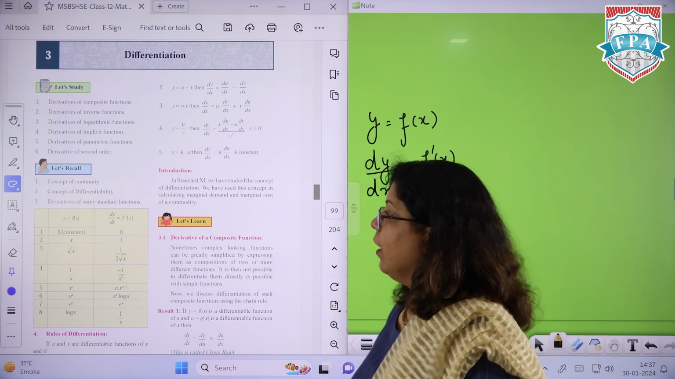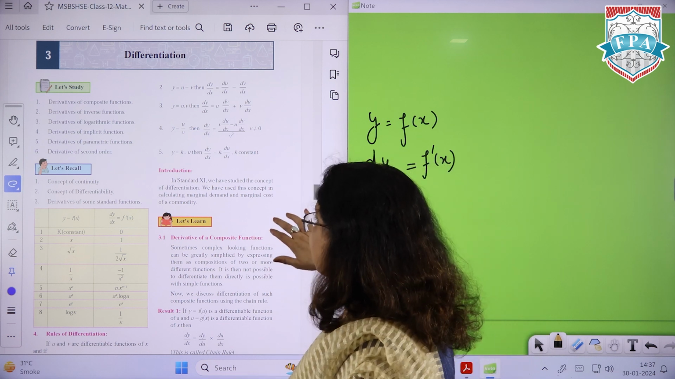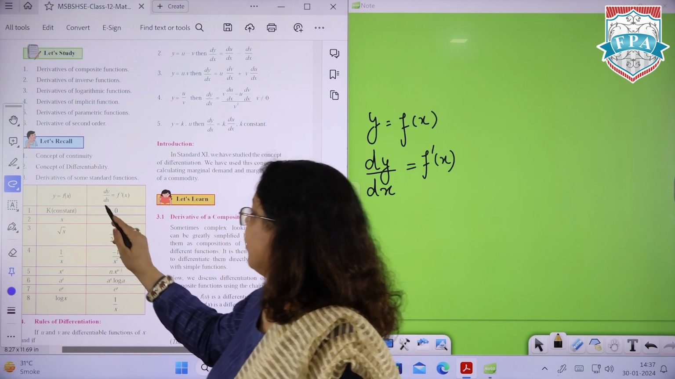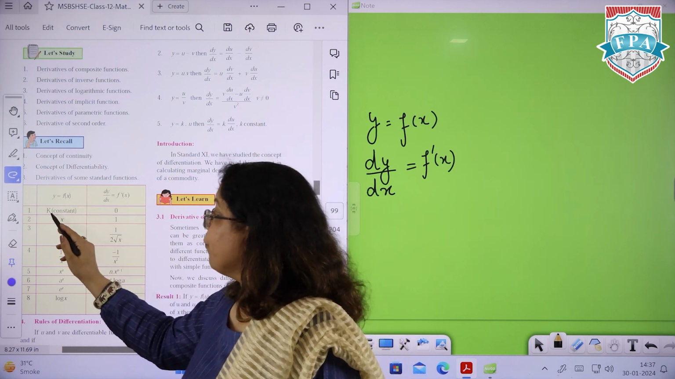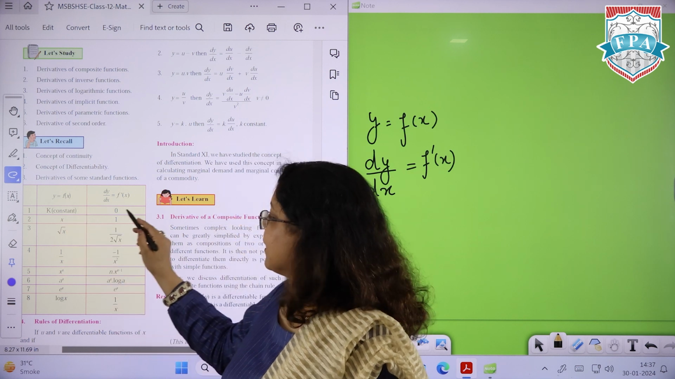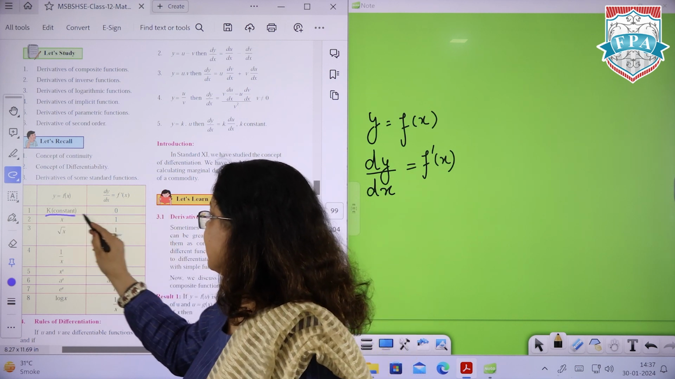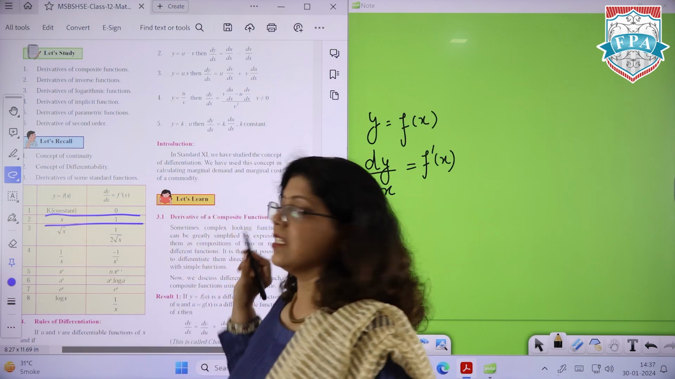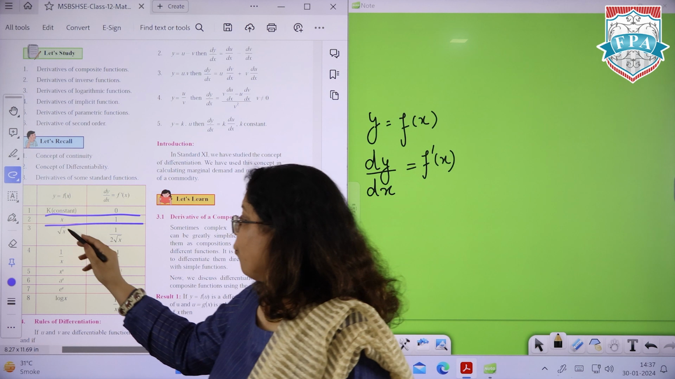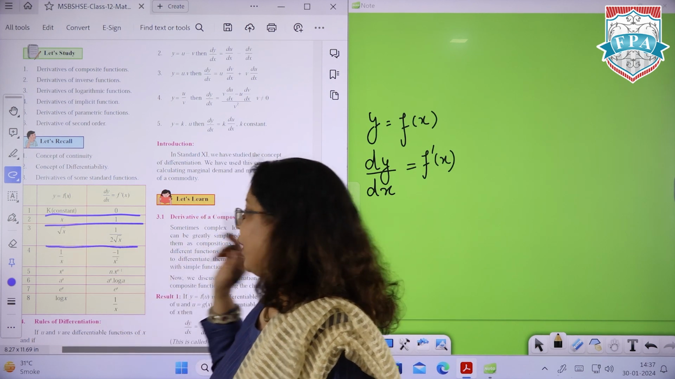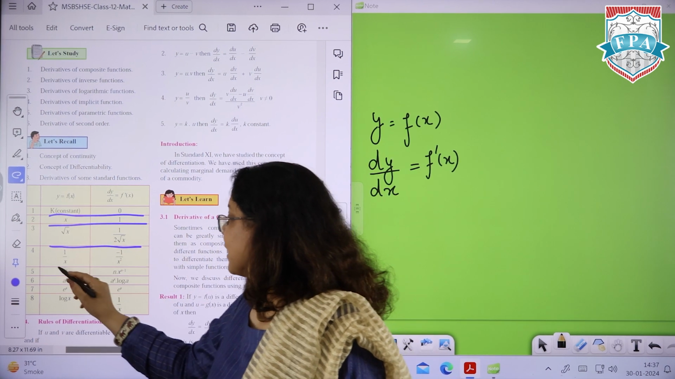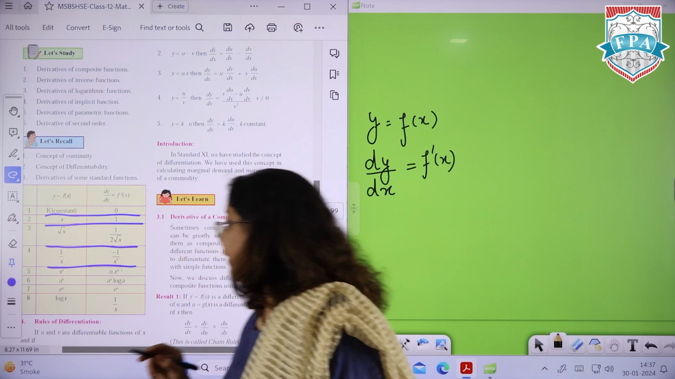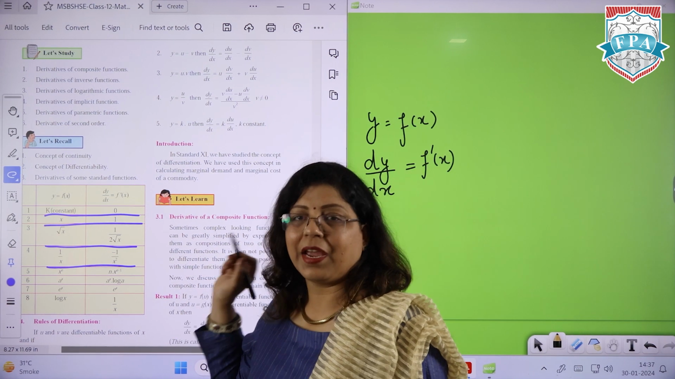Certain basic formulae which we have seen last year itself are: y is f(x), so dy by dx is f dash x. If y is a constant, then its differentiation is 0. If it is x, the differentiation comes as 1. When it's root x, it is coming as 1 by 2 root x. 1 by x is coming as minus 1 by x square. When it's x to the power n, it is n x to the power n minus 1.